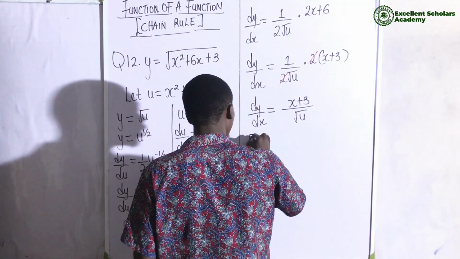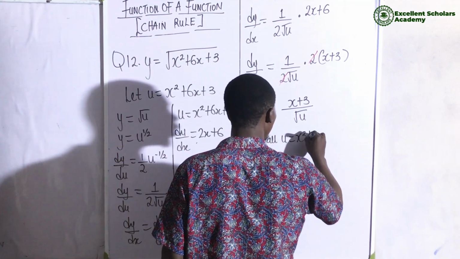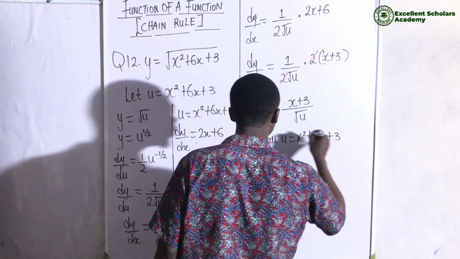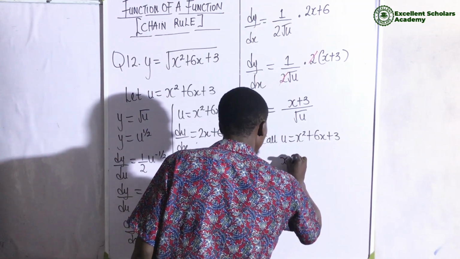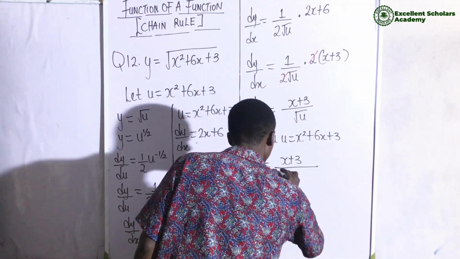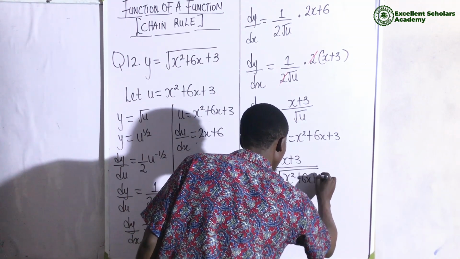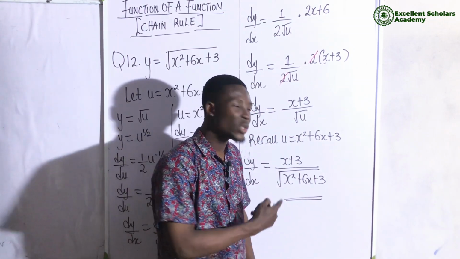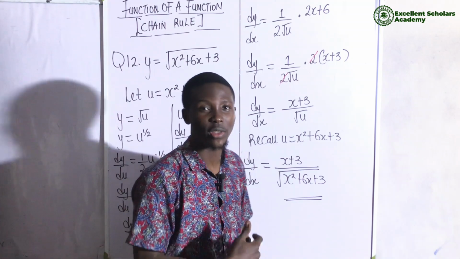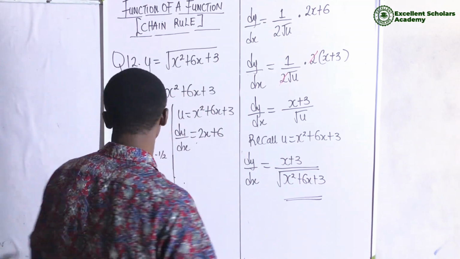Now, recall that your u is equal to x squared plus 6x plus 3. So now dy/dx is going to be equal to x plus 3 over the square root of x squared plus 6x plus 3. And this will be our final answer. Now, I hope this was the answer you got while you paused the video and tried solving it. So that will be our answer for that question.